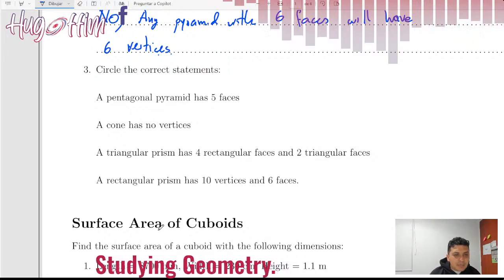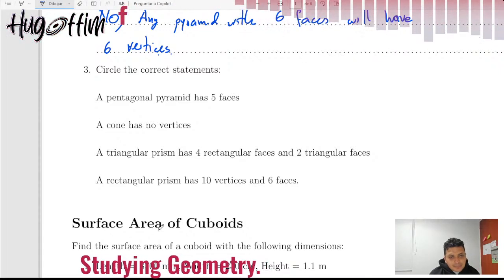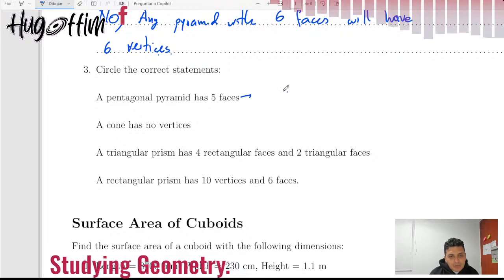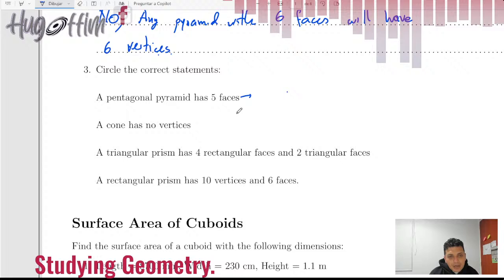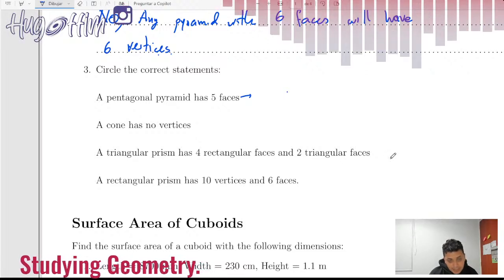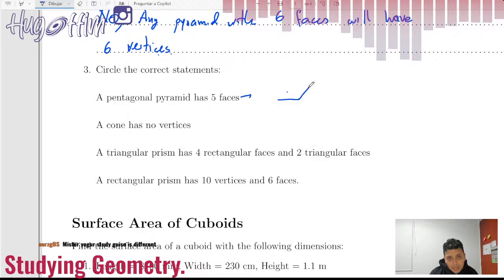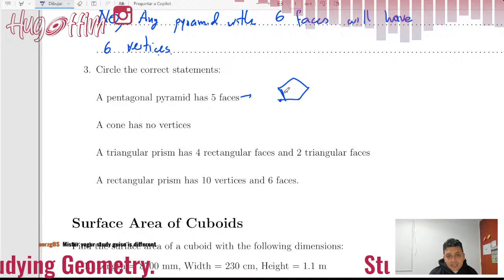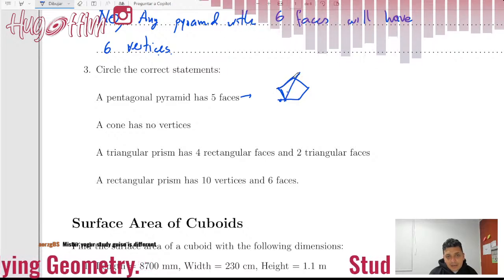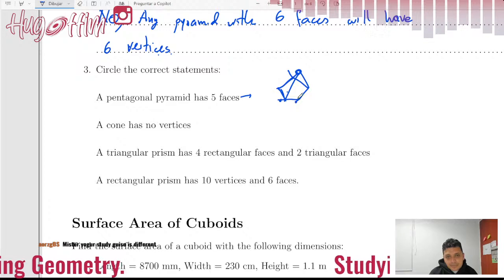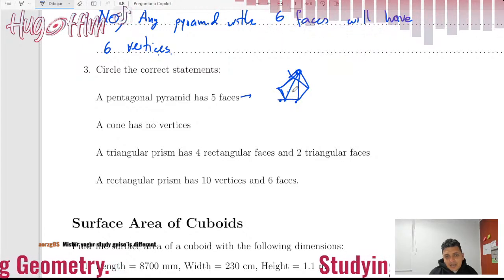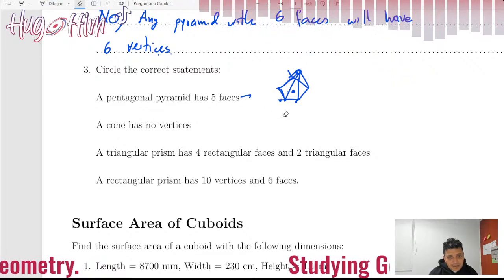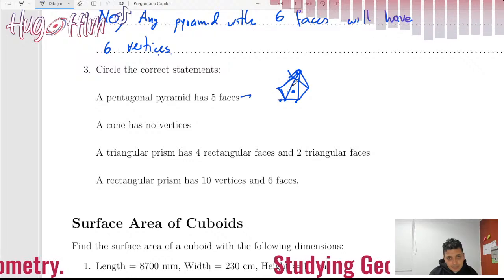A pentagonal pyramid has 5 faces. This is going to be false. We already see that if you create a pyramid with a pentagonal base, it's going to have a base of 5 sides, and each side is going to have a new face. So it's going to have 5 faces, and the other face is going to be the base. So it's going to have 6 faces. So it's going to be false.